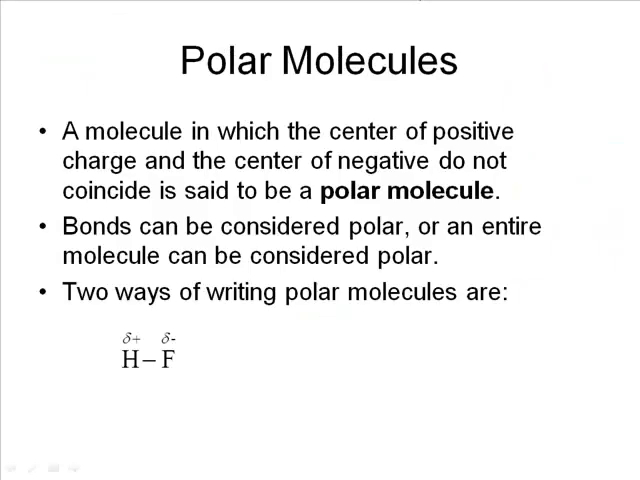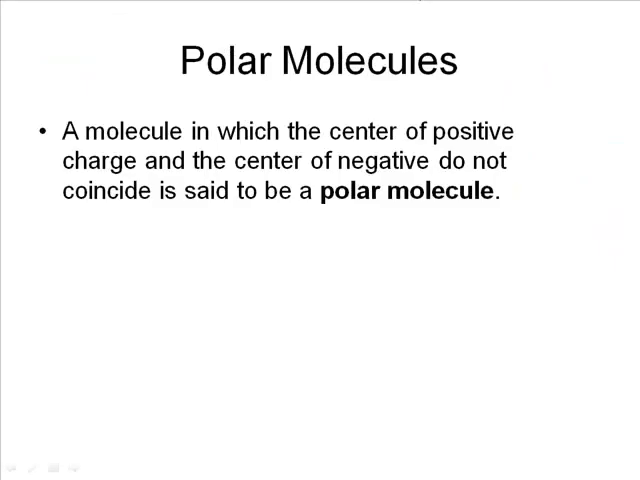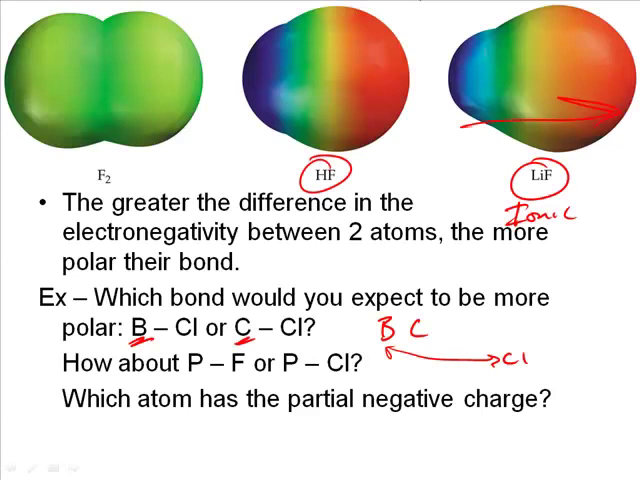So again, which one would have the partial negative charge? Whichever one has the greater electronegativity. So here the chlorine would have it. Here the fluorine would have it. Whichever one's closest to fluorine will have it. Chlorine would have it here. Chlorine would have it there.